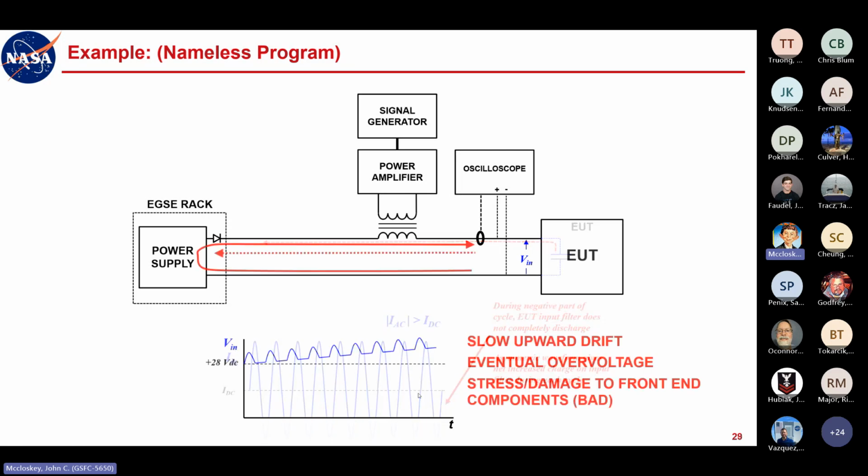Okay, everybody with me? So what ends up happening is that you get this slow upward drift of this waveform. And if you're AC coupled, you won't see that. And that's what happened. We didn't actually observe this until we saw that the DC level, there was telemetry, I think, in the EGSE that showed, hey, that DC level got up to over 40 volts or whatever it was. So there's this slow upward drift, eventual overvoltage, and stress and damage to front end components of your EUT.